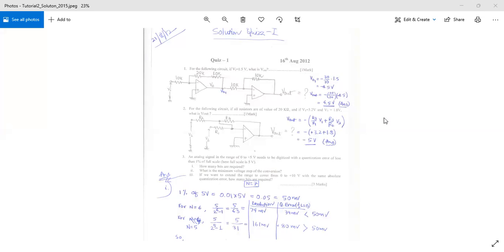Okay, let's start with this week's tutorial. This week's tutorial is basically of 3 questions, and they are fairly simple ones.